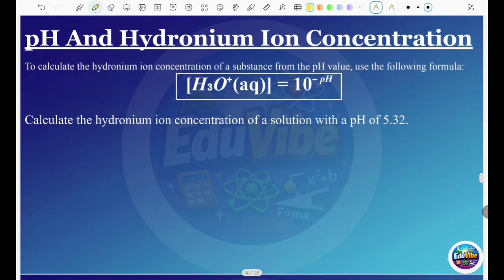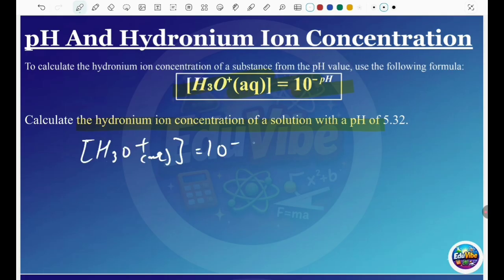Next, we have a pH and the hydronium ion concentration again. Now, if you have to find the hydronium ion concentration, you do 10 raised to the power minus pH. Like in this example, with a pH of 5.32, H3O plus aqueous is equal to 10 raised to the power minus 5.32. You have 4.78 times 10 raised to the power of minus 6.